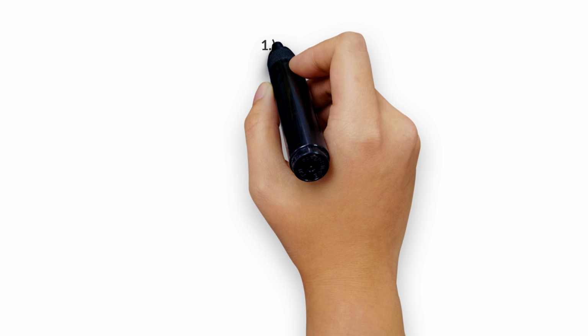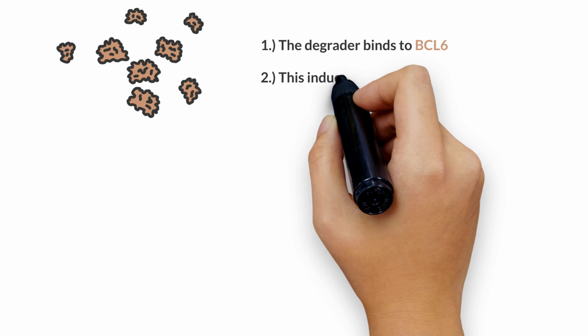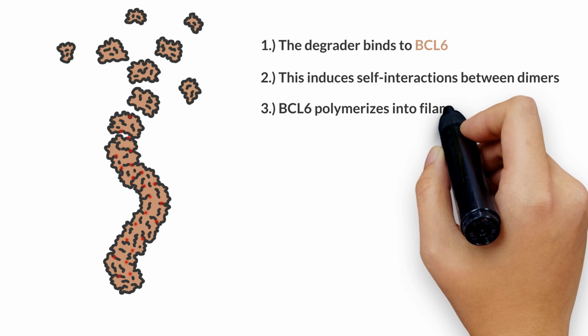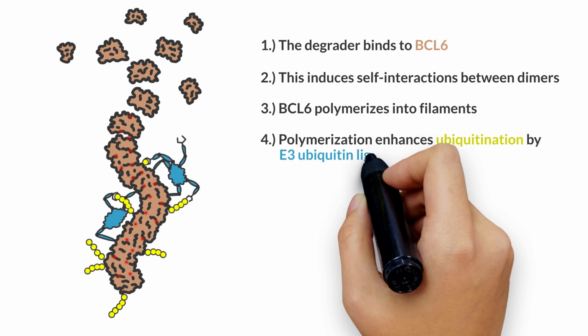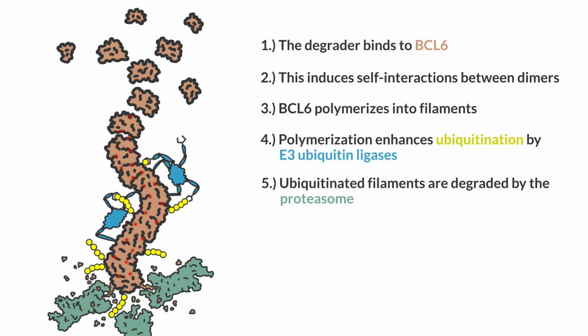In summary, we demonstrated that the degrader binds to the BCL6 BTB domain, and due to the solvent-exposed moiety of the degrader, it induces self-interactions between dimers and triggers the polymerization of BCL6 into filaments, which enhances ubiquitination of BCL6 by CUL3, leading to proteasomal degradation.